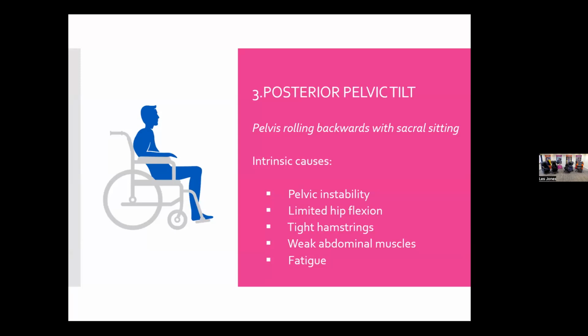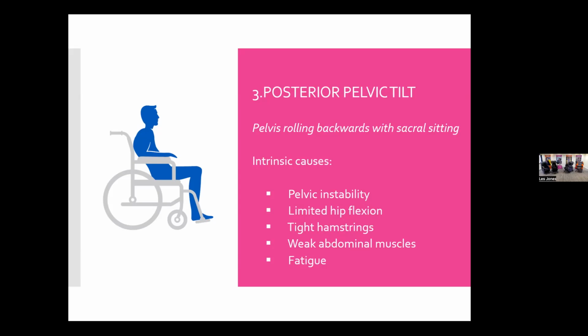Next, we have that pelvic instability, and specifically with the older adult, what we might see is a posterior pelvic tilt. So we'll see the pelvis rolling backwards, otherwise called sacral sitting. So the ASISs at the front become higher than the PSISs.